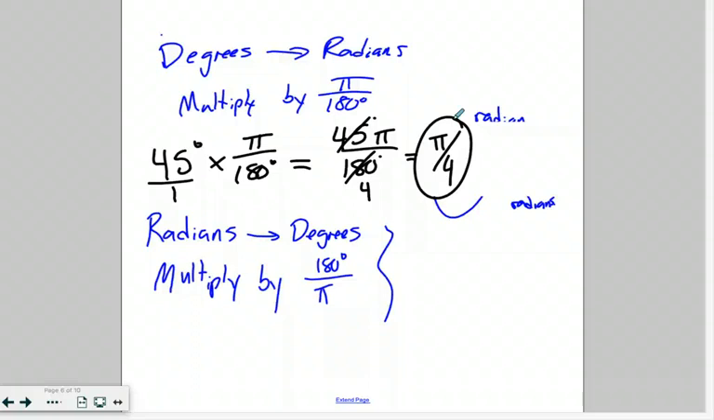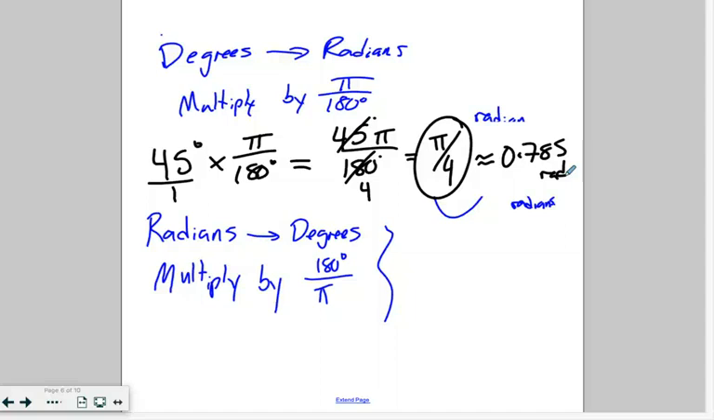Or if you wanted to get a decimal approximation there, you could just plug that into your calculator, pi divided by 4, and get that that is 0.785 radians. Okay, so there's just two different measurements there. If you're going the other way, notice how with degrees to radians you're multiplying by pi over 180. If you're going to do radians to degrees, you just flip that fraction here, right? So instead of doing pi over 180, you're doing 180 over pi.